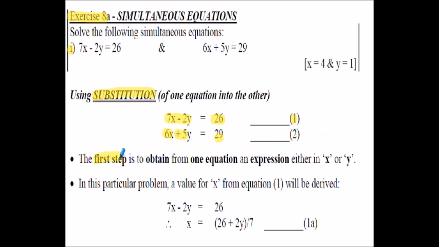So the first step using substitution is to obtain one of the equations as an expression in terms of either x or y. So in this particular case, I've chosen equation 1 and I've decided to rearrange that in terms of x. So given 7x minus 2y is equal to 26 for equation 1, to get x on its own I have to add 2y to both sides and divide throughout by 7. So I get x is equal to 26 plus 2y all divided by 7. And that's equation 1a.